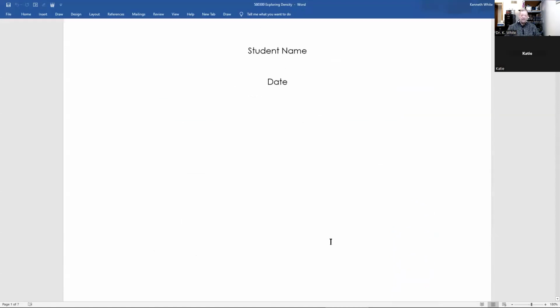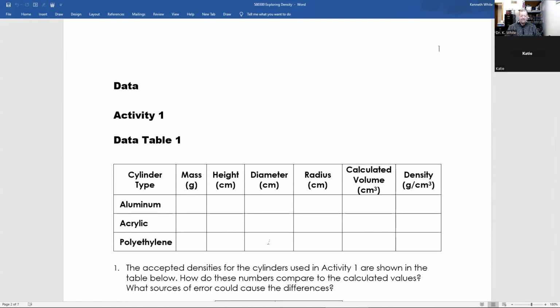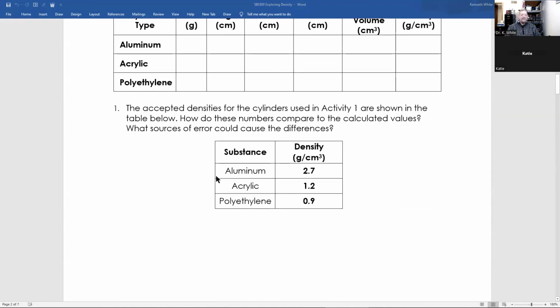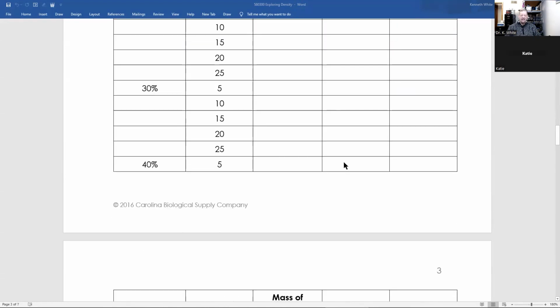here's the write-up, which you can download from the assignment area. And you'll fill in the data. Now, here are the accepted values. What sources of error could cause the difference? And you have to answer that. Here's your data here.